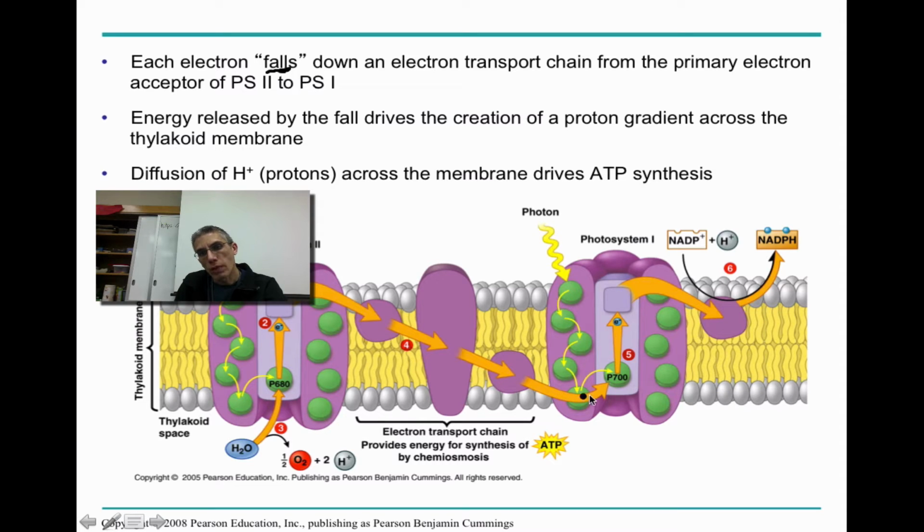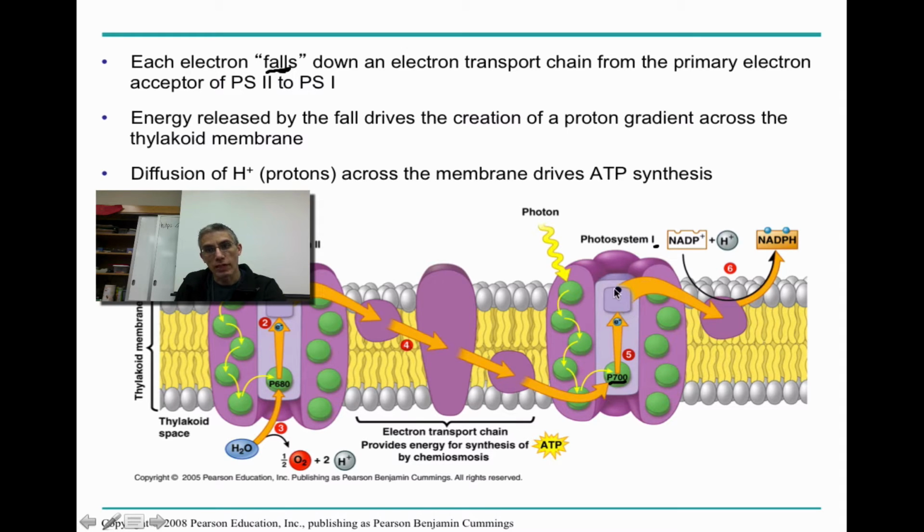So once it makes its way over to P700, you're going to notice that we have another particle of light that's going to strike the pigment molecules in photosystem 1, exactly the same way as it did in photosystem 2. The energy found here is going to energize that electron that has made its way to this pigment molecule called P700, and move it from the ground state up to an excited state.